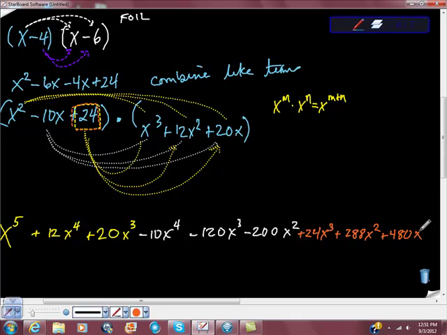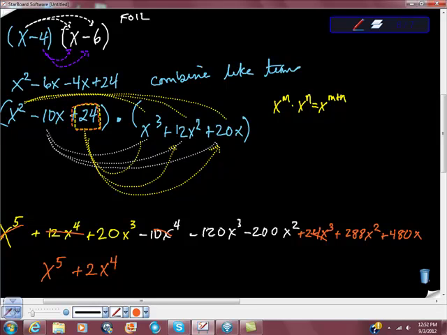So let's start gathering our like pieces and see if we can get this whole thing put together. We get x to the 5th. I'm just going to combine my like terms. X to the 5th, there was only one of those. X to the 4th, we have 12 of them here, negative 10 of them here. That's 2x to the 4th. That's all our x's to the 4th. We're adding them. X to the 3rd, we have 20 of them here. We have negative 120 of them here. It gives us negative 100.